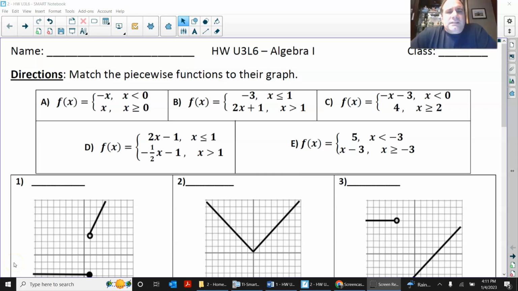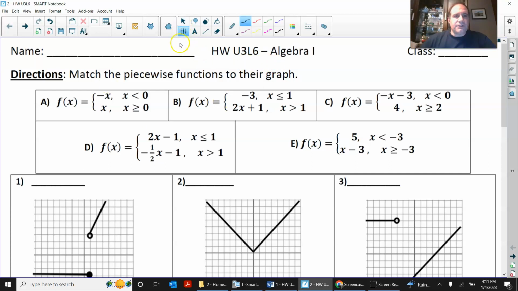Hello everyone, this is going to be a video on how to match piecewise functions to the graph: graphing piecewise functions, identifying piecewise functions from a graph that's already graphed, like these right here. We're going to jump right into it. The directions say match the piecewise function to the graph. So that's what we're going to do.